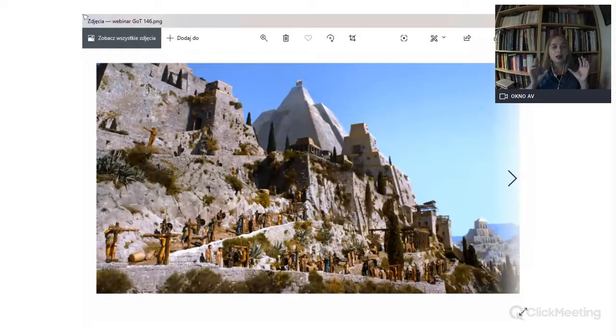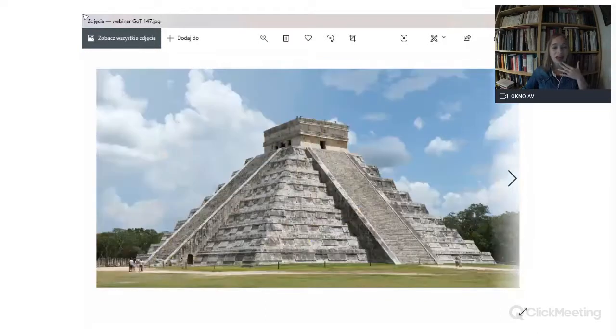But the connotation of slave society and based on slaves' work and pyramids is still very strong. And probably that's why George Martin decided to create this kind of palaces in Meereen and other slavers' cities.